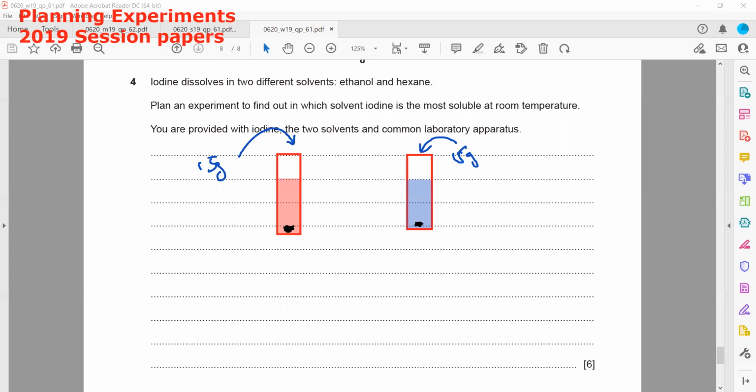We'll make sure that the temperature is the same for both of them, the amount of liquid is also the same, and the size of the iodine crystals we are using remains the same as well. So we'll take an equal volume of ethanol and hexane. We will add, for example, 10 grams of iodine in both test tubes. We will stir, then filter, dry and reweigh. Then we'll compare the mass of undissolved iodine; the one having the smaller quantity of undissolved iodine, that solvent dissolved the most iodine.